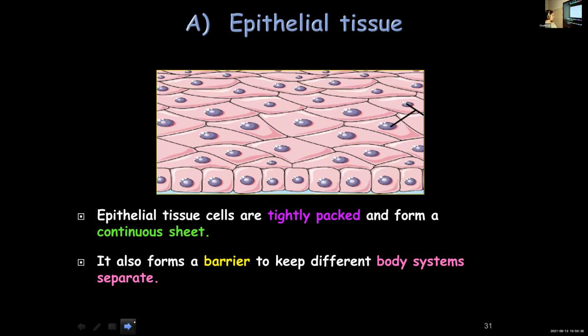Second point, next point. It forms a barrier to keep different body systems separate. You know that we have so many different organ systems in our body. And in order to separate one system from the other, we need a barrier. This separation is provided by the epithelial tissue.